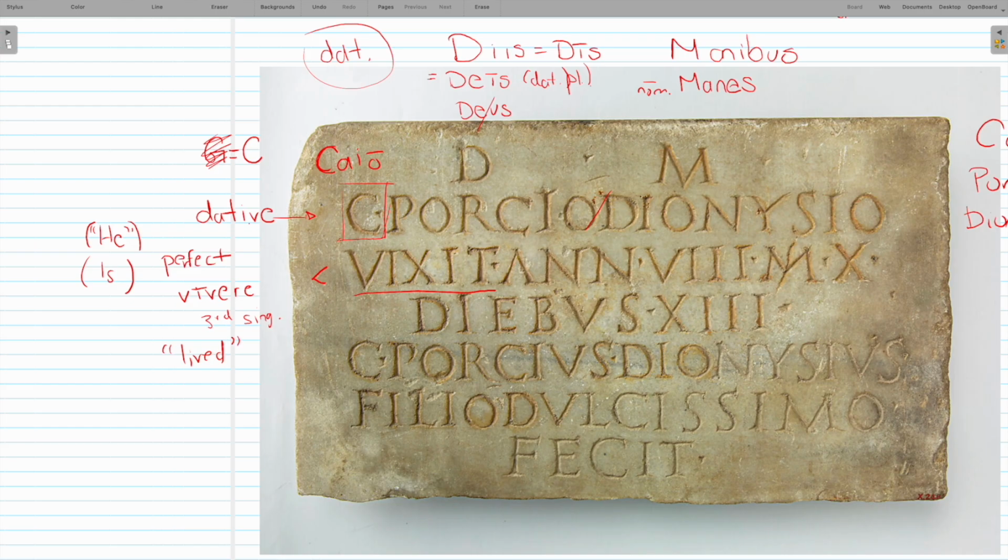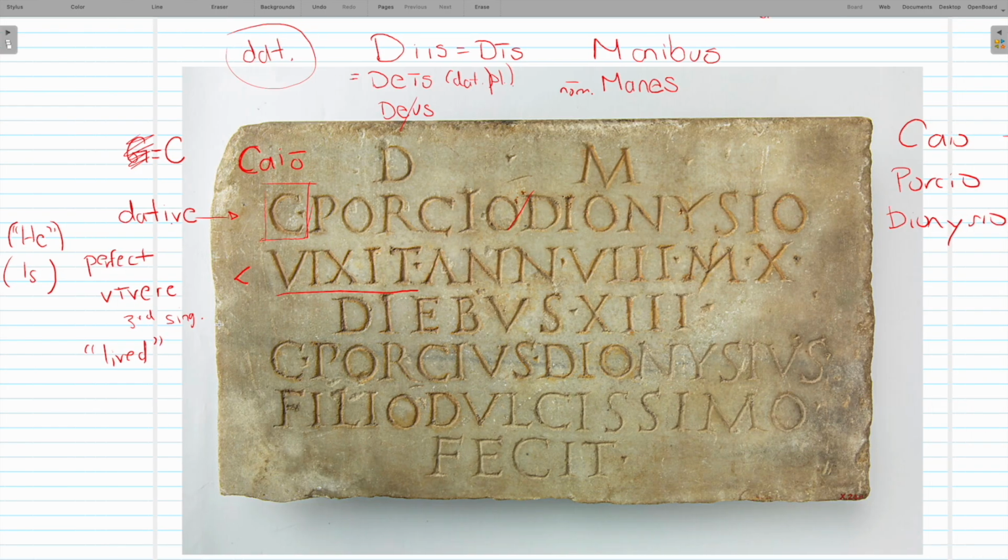He lived, vixit. And by the way, the present tense would simply be vivit, right? So this is the present tense. And the perfect tense, the past tense, is vixit. He lived. And then you have this sort of abbreviation of year, month, and days. That is the lifespan, how long he lived.